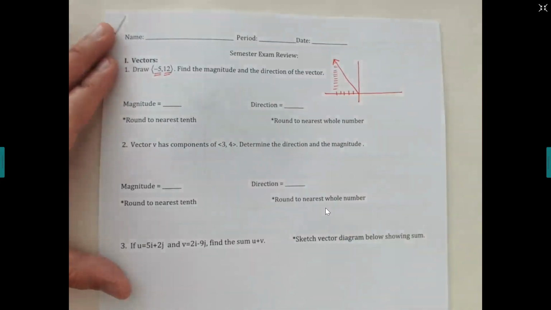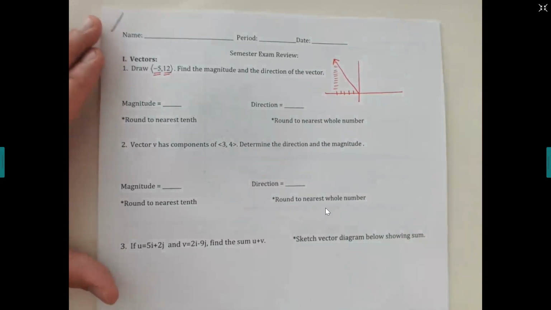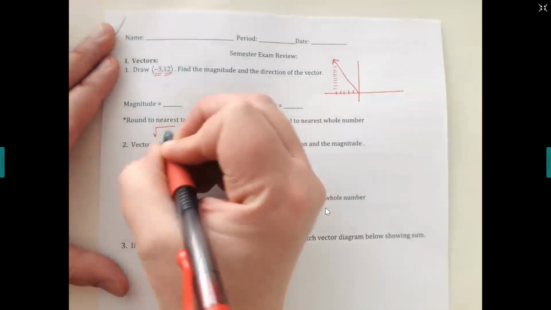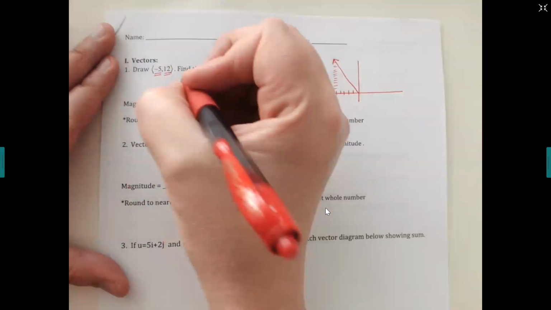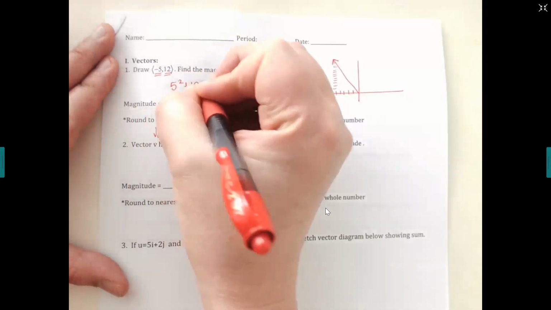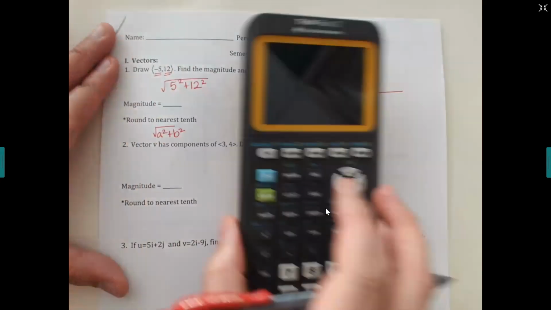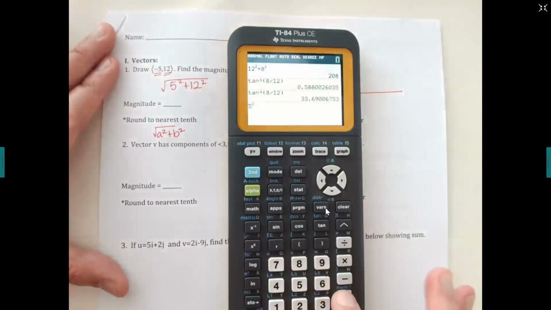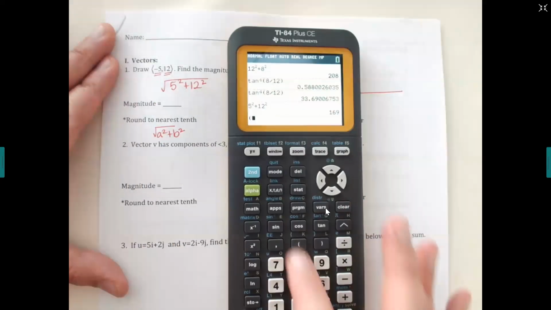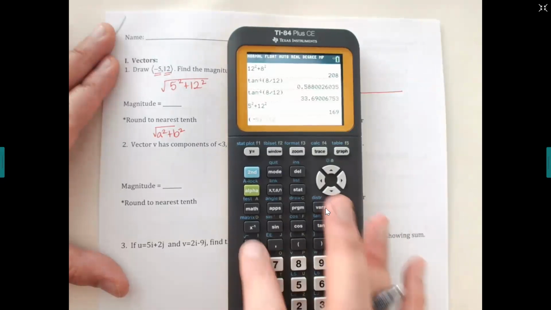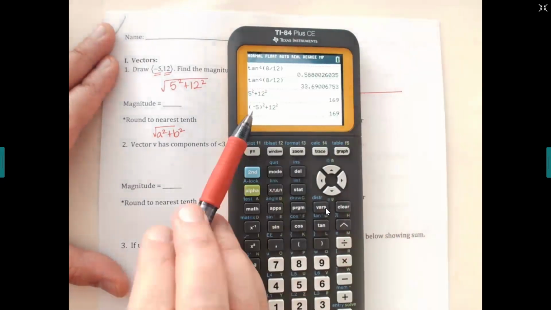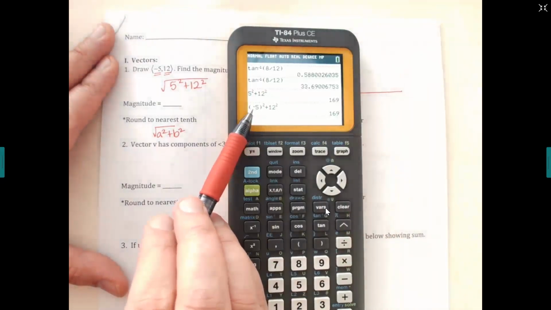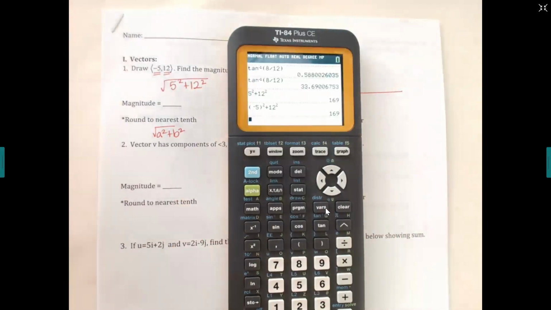Okay, magnitude is the length. You will get a formula chart for the semester exam, but remember that it's a squared plus b squared, then take the square root. So it would be 5 squared plus 12 squared, and then square root that. Notice that I'm leaving out the negative, because if I put the negative or don't put it, do you see how it really doesn't matter? Just make sure if you do put the negative that you include it inside the parentheses. But it's easier to just leave it off. So that gives me root 169.